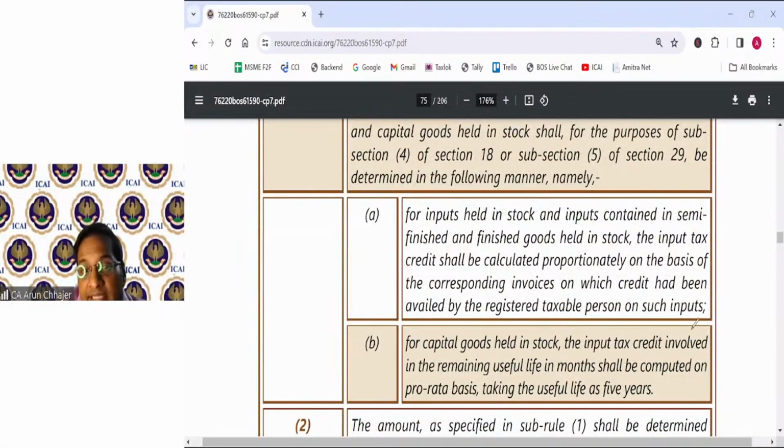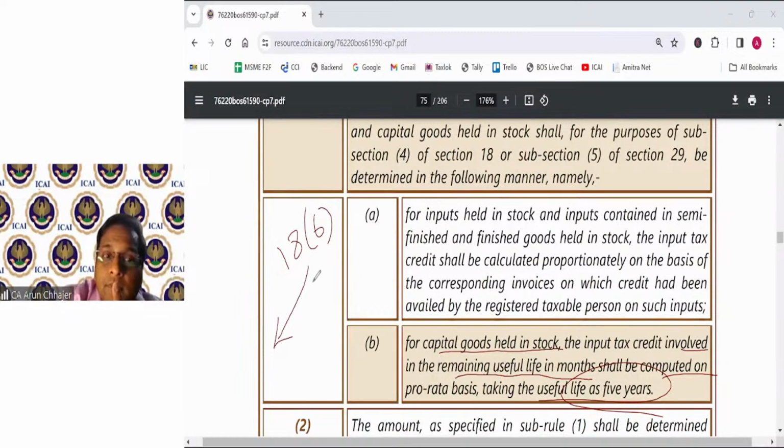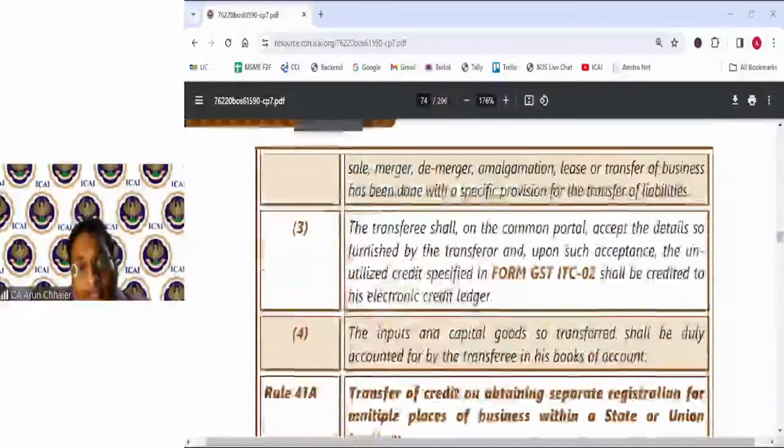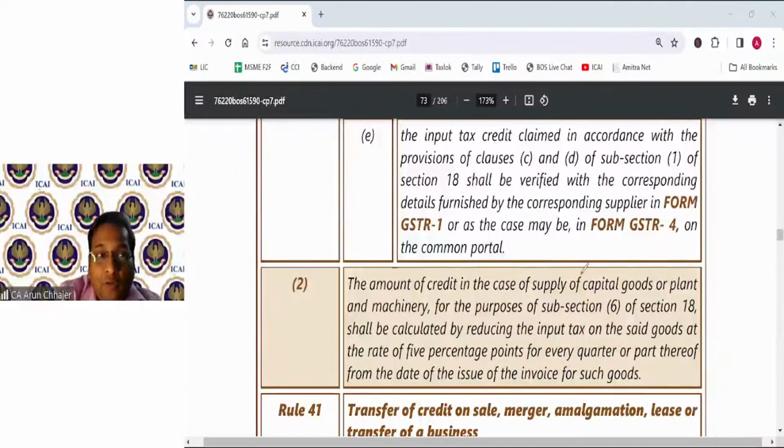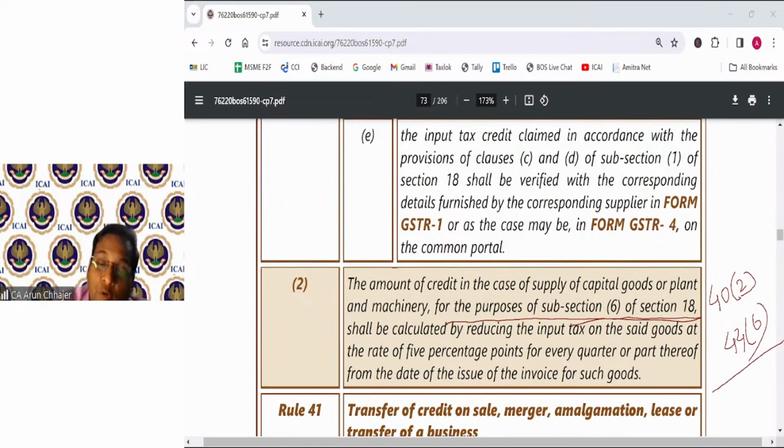It says that for capital goods, the ITC involved for the remaining useful life in months shall be computed on a pro rata basis. So in 18.6, you are saying as per rule 44, you will compute the balance months on pro rata basis and then calculate the ITC to be reversed. And then it says 5% per quarter or part thereof. What is the 5% per quarter or part thereof? Let me go back again. Rule 40 subrule 2. The amount of the credit in case of supply of capital goods or plant and machinery for the purpose of 18.6. So now it becomes a conflict between rule 40 subrule 2 and rule 44 subrule 6. One is saying pro rata basis by assuming the life as 5 years. One is saying 5% per quarter or part thereof.